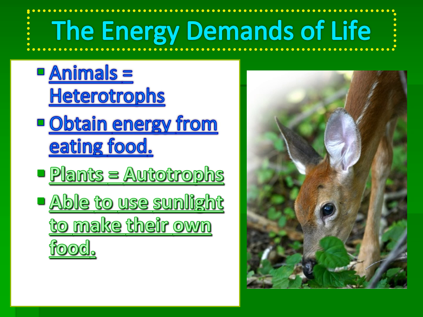Let's reflect on a couple terms that you're going to have to know, which are heterotrophs and autotrophs. A heterotroph obtains energy from eating food, and that's going to encompass animals, including humans. Plants or algae are considered autotrophs, and they're able to take sunlight to make their own food.